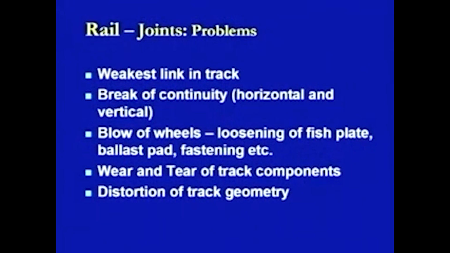Then the distortion of track geometry is another aspect. It depends on the type of the forces which have been applied at this joint and their direction and the final result of those impacts. Now, if there is no space, there has been a movement of one rail section with respect to the other rail section, then obviously it is going to distort the track geometry. And in that sense, it may also result in the buckling of the track.